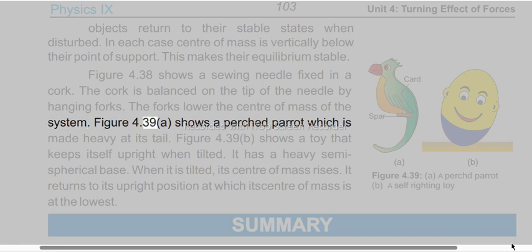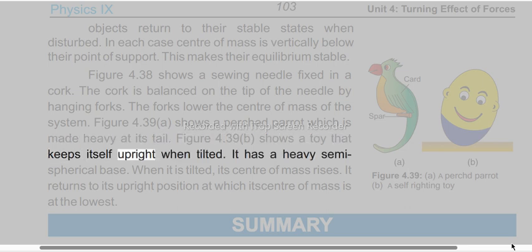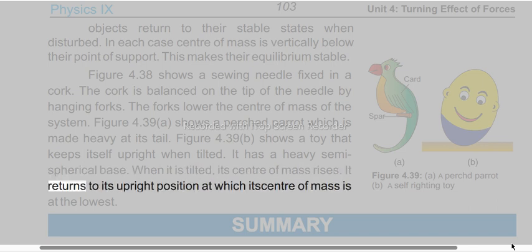Figure 4.39, A, shows a perched parrot which is made heavy at its tail. Figure 4.39, B, shows a toy that keeps itself upright when tilted. It has a heavy semi-spherical base. When it is tilted, its center of mass rises. It returns to its upright position at which its center of mass is at the lowest.